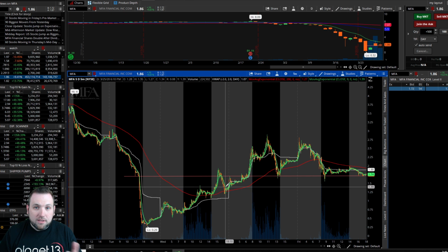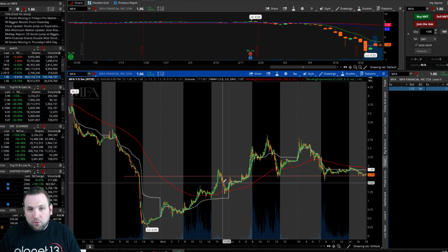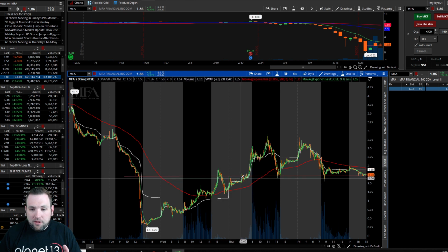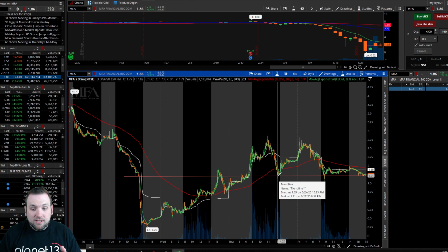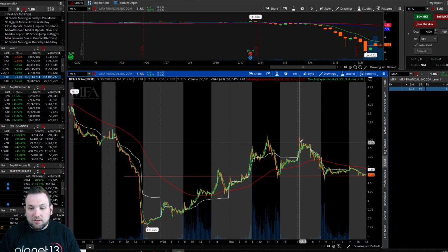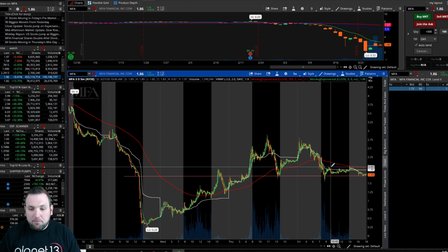Old support becomes new resistance. Old resistance becomes new support. Okay, very simple. So now it's above that, it comes back down to that 170 mark, which was old resistance here, so it turns into new support here. So old resistance, new support. And you get a bounce here. And then one more time, you get a bounce here.